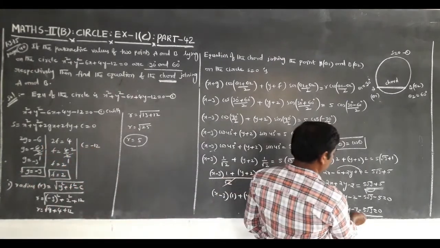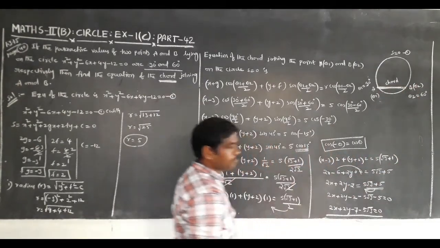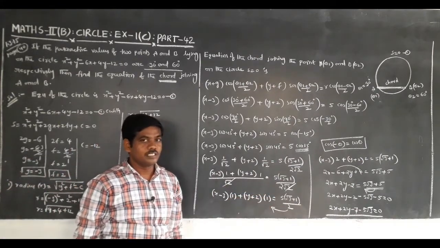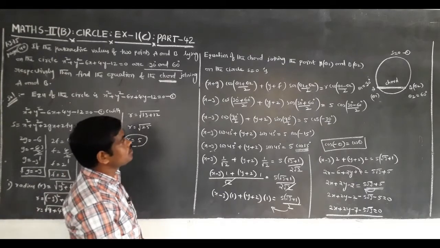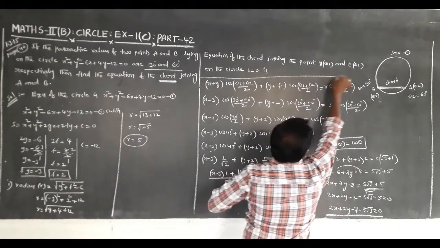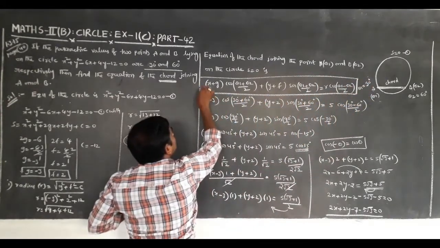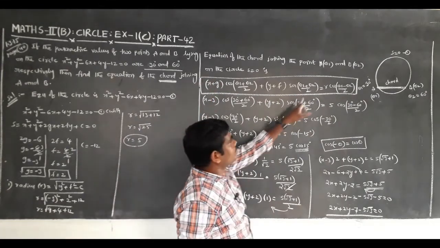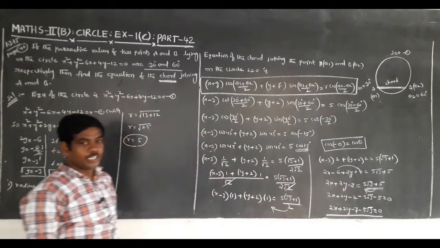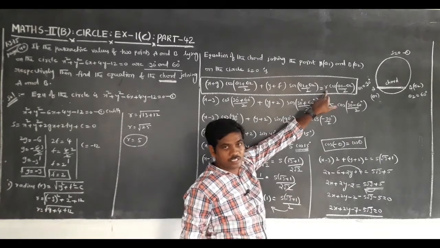This is the equation of the chord joining the points P of theta 1 and Q of theta 2 on the circle S is equal to 0. Here using the formula, x plus g into cos of (theta 1 plus theta 2) by 2 plus y plus f into sin of (theta 1 plus theta 2) by 2 is equal to r into cos of (theta 1 minus theta 2) by 2. Here r is the radius of the circle.